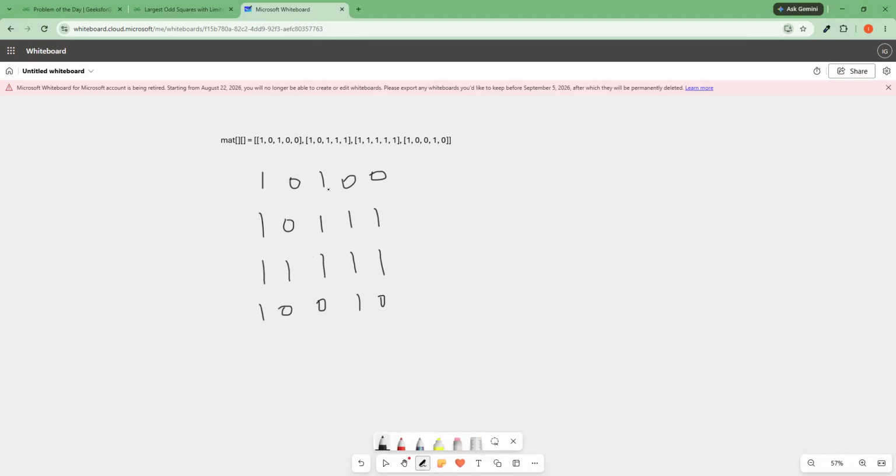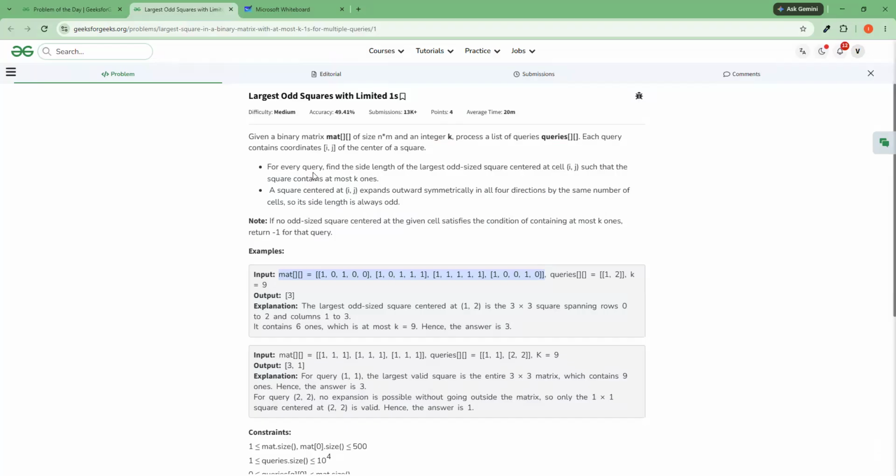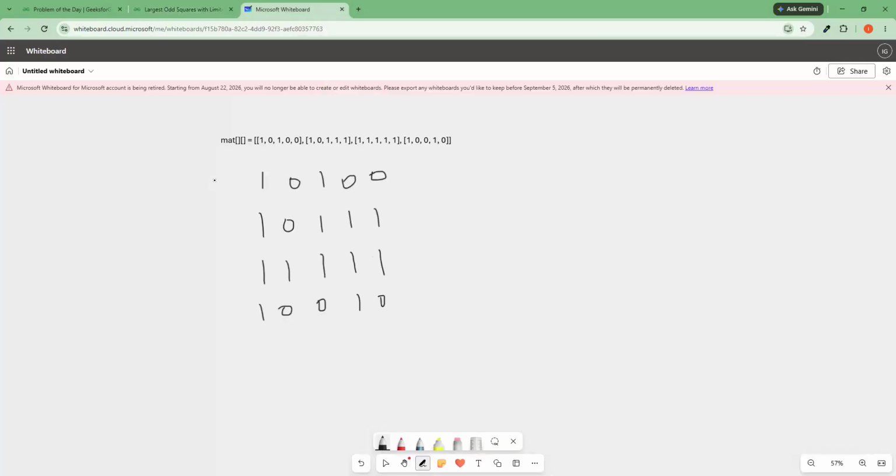So we have the given input matrix, and we are given the center as 1 comma 2. There can be q queries, and the queries can be anything, given as 1 comma 2 and k equals 9. So this is the center. Indices are 0 1 2, so we have given the center as this one. This is the center for us. Now how are we going to find the square matrix from this center?